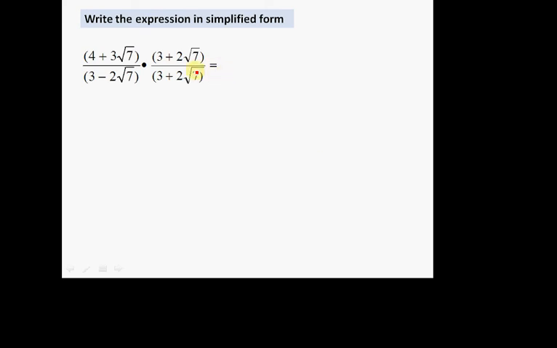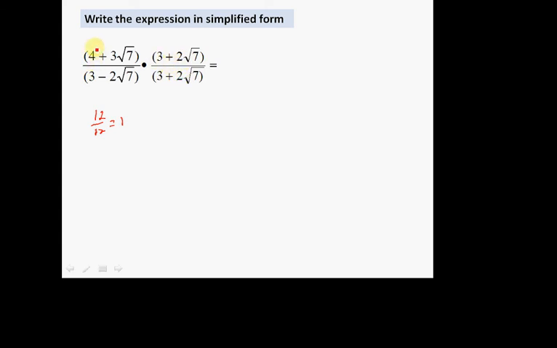So let's solve this now. We're going to multiply our rational expression by the conjugate. And remember, it's the conjugate over itself. Why are we doing that? Because anything over itself is equal to 1. 12 over 12 is equal to 1. So if we multiply by 3 plus 2 times the square root of 7 over 3 plus 2 times the square root of 7, it's just like multiplying by 1.